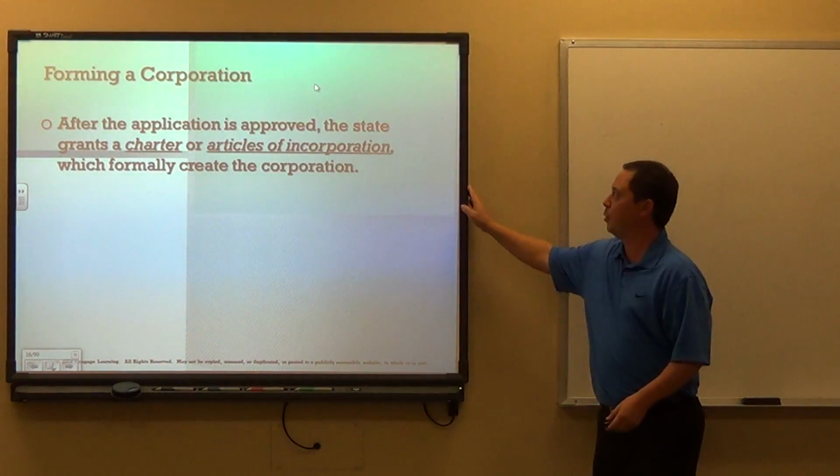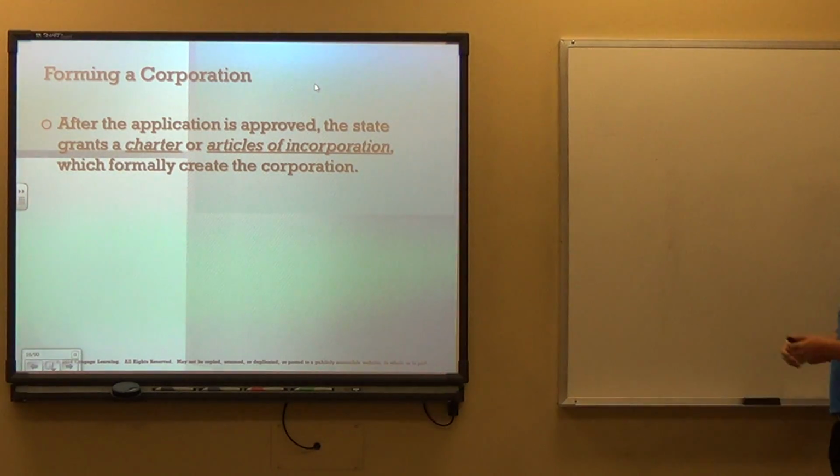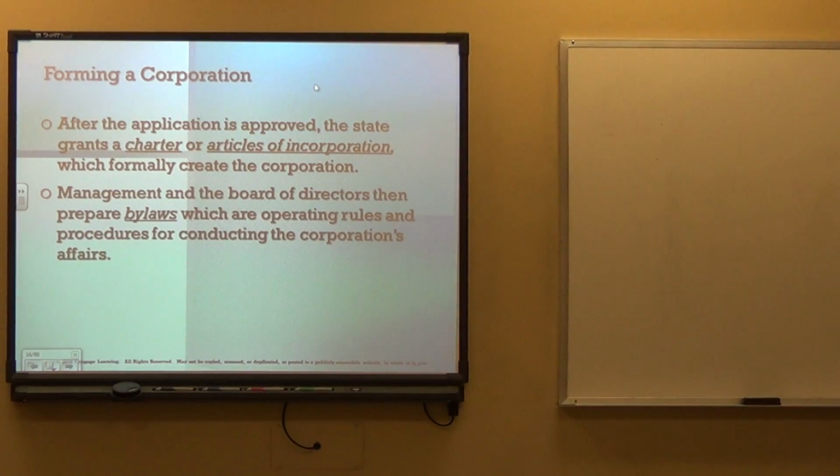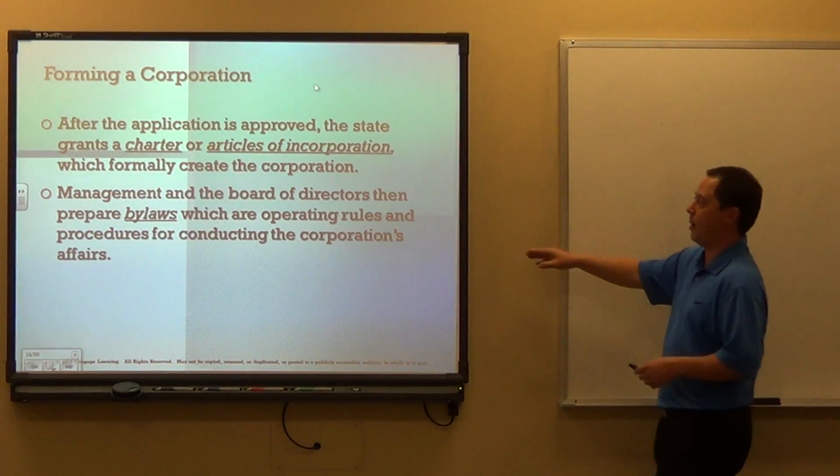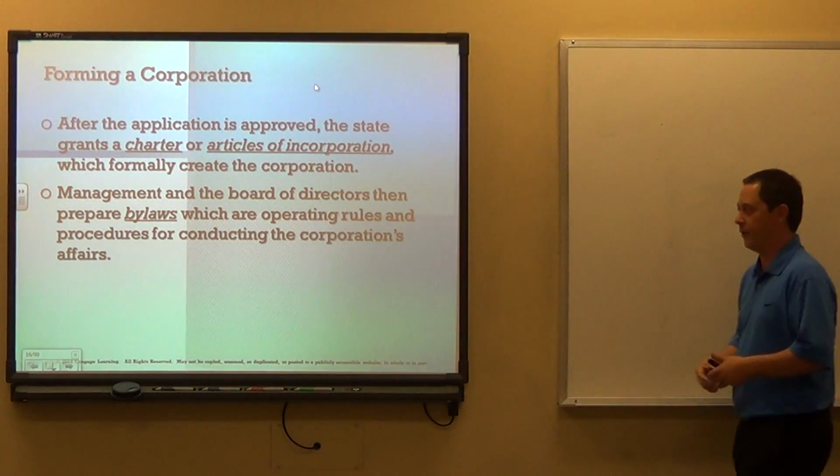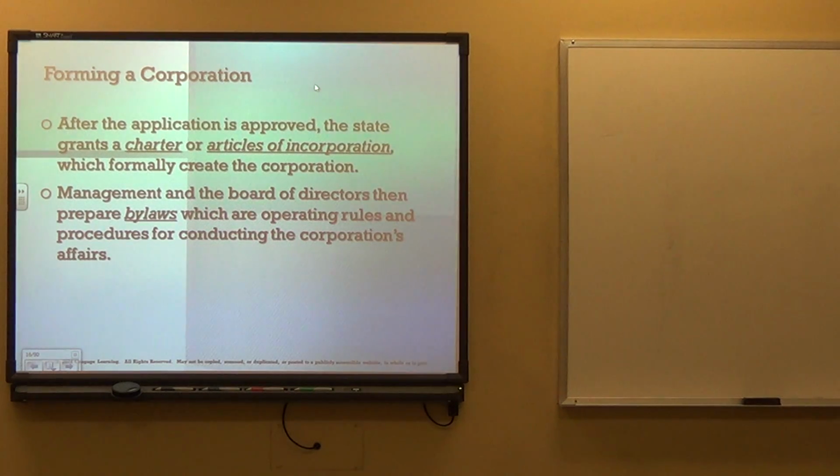So the application is approved. The state grants a charter or an article of incorporation, which formally creates the corporation. The next thing is the manager and the board then prepare bylaws, the rules basically that they're going to follow as part of the company.